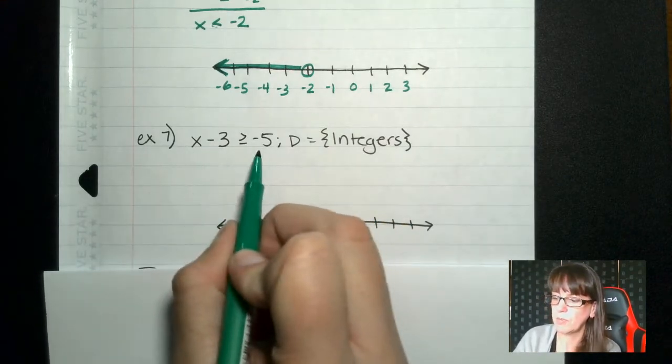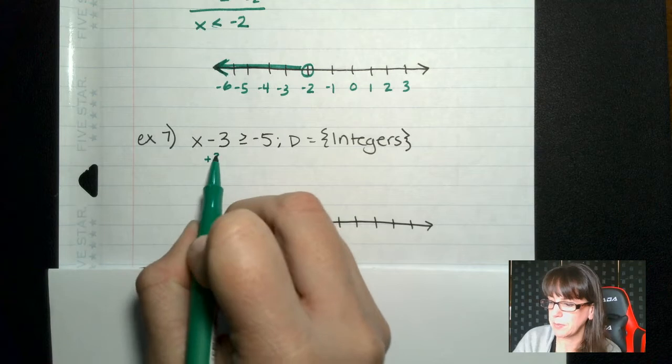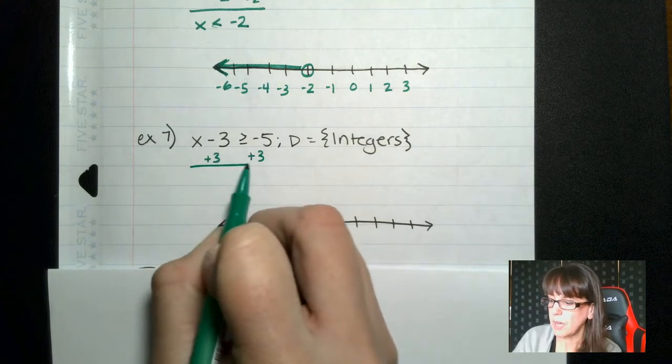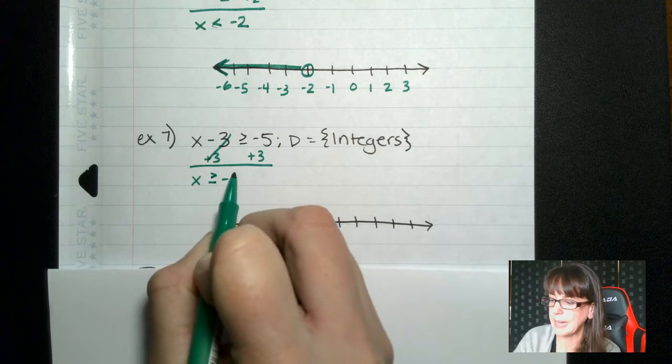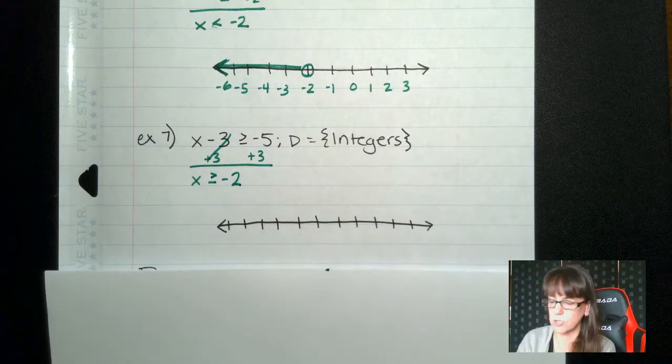We've got to get that x by itself, so we're going to add 3 to both sides. When we do that, we get x is greater than or equal to -2, and we're talking all integers.